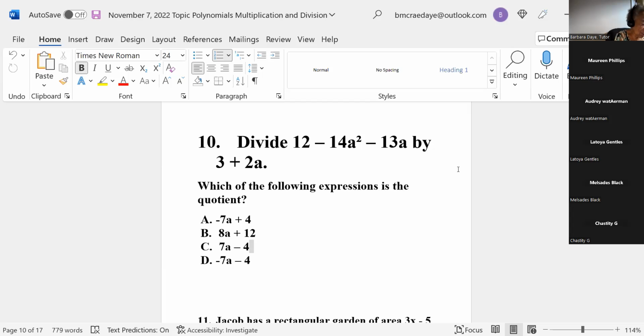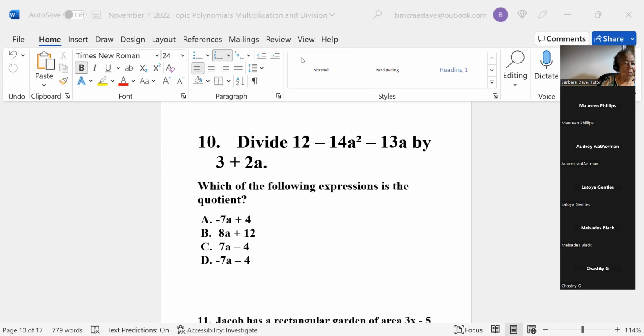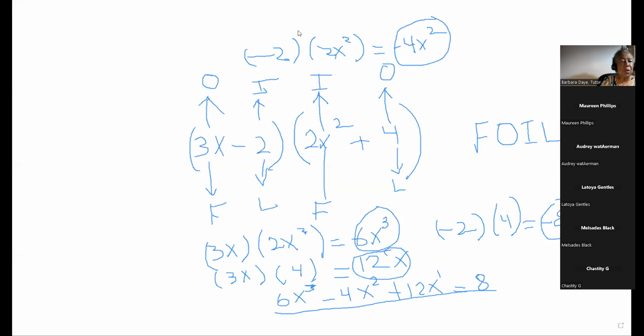Okay, so I'll take this and we'll put it on the whiteboard. 12 minus 14A squared minus 13A, divided by 3 plus 2A. Okay, let's go to our whiteboard. And this we want to save, and then we want to clear.